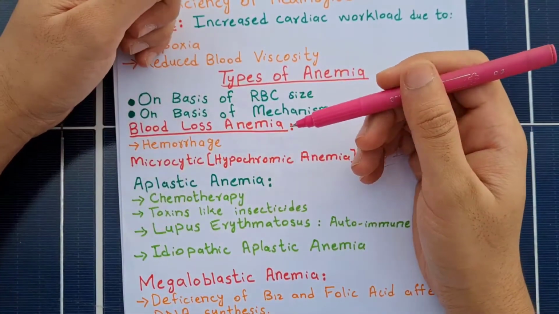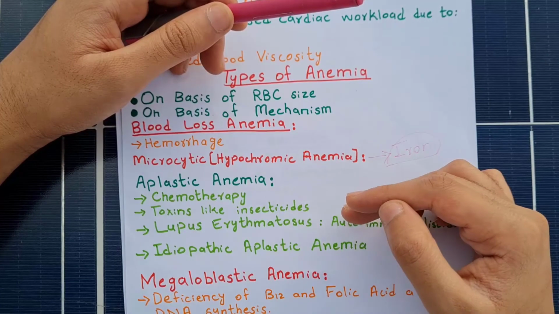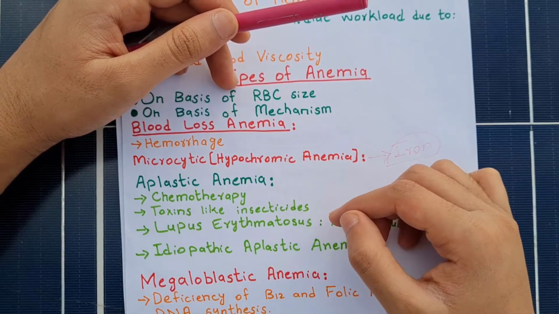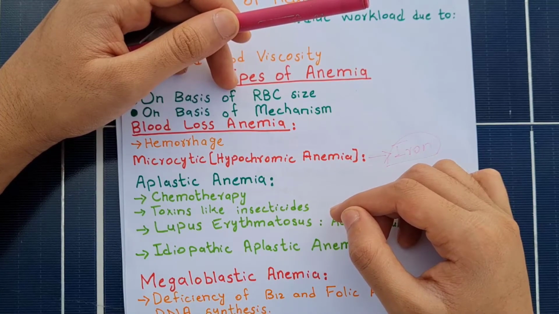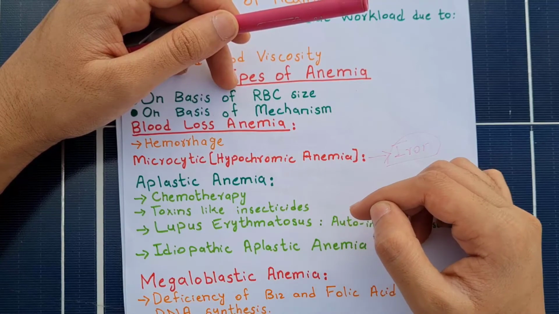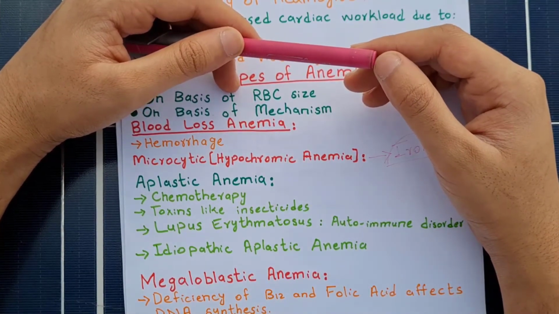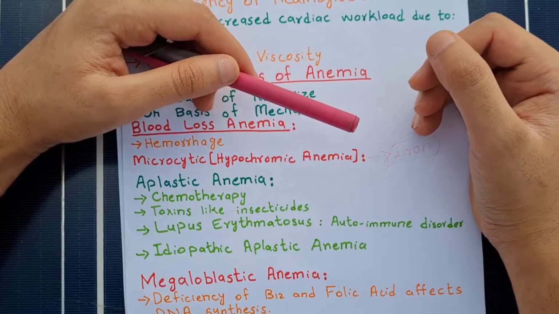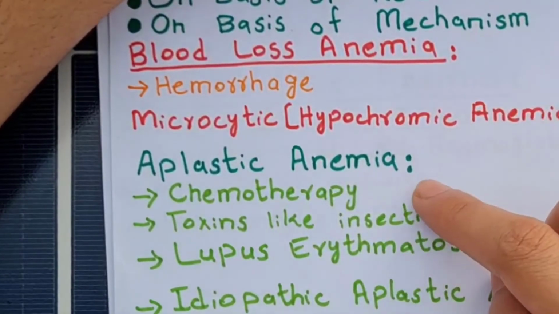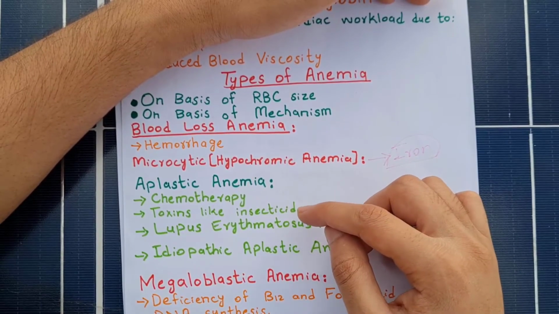So now let us discuss another type of anemia, that is aplastic anemia. As we know that RBCs are produced by the bone marrow that is present in our bones. In this bone marrow, there are multipotent hematopoietic cells that proliferate and ultimately differentiate into different blood cells including RBCs. So if there is any disorder of this bone marrow, this will lead to anemia. Such types of anemias are known as aplastic anemia, caused due to disorder of bone marrow.